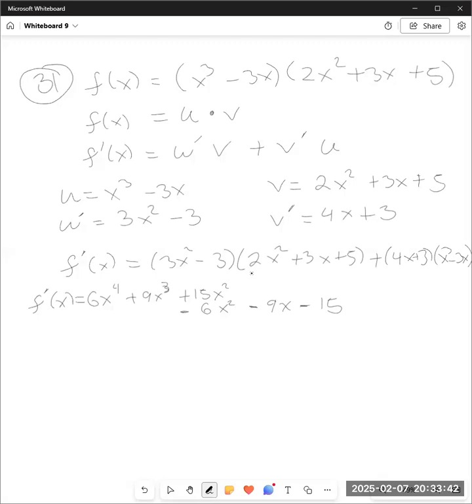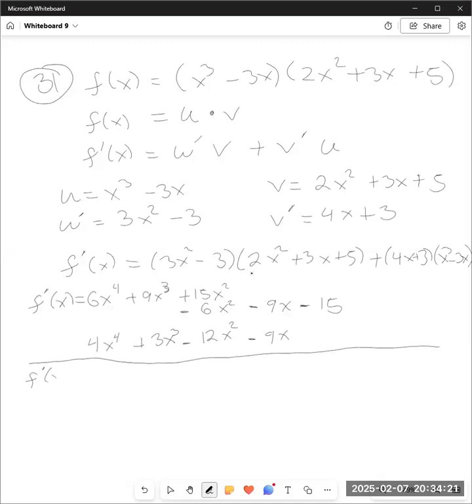4x times x cubed is 4x to the fourth. 4x times negative 3x is a negative 12x squared. 3 times x cubed is a positive 3x cubed. And 3 times negative 3x is a negative 9x. And we're adding everything together, so I don't need to change any signs here.